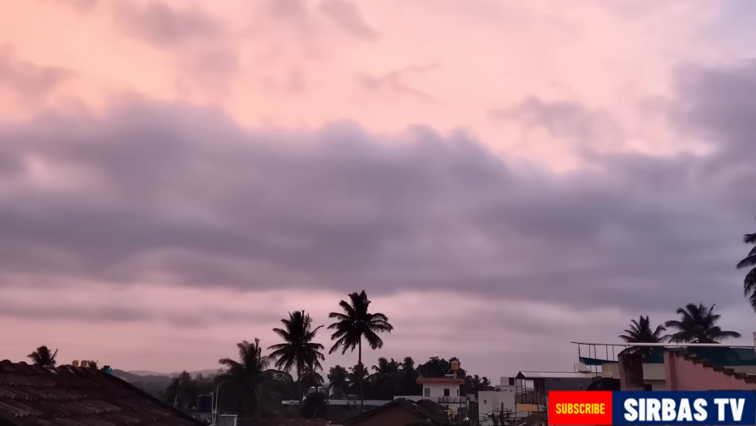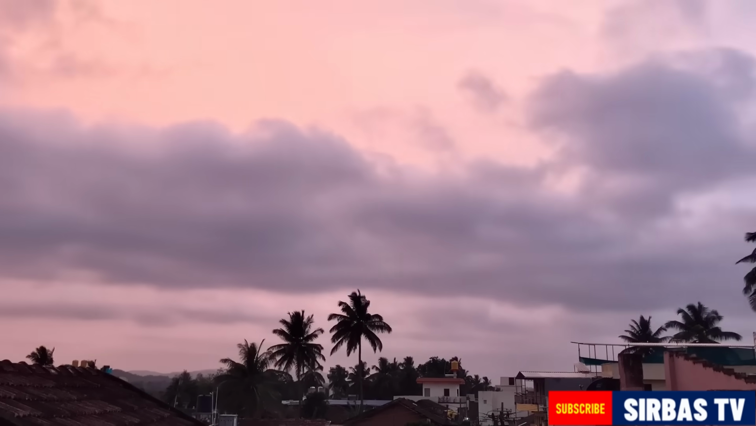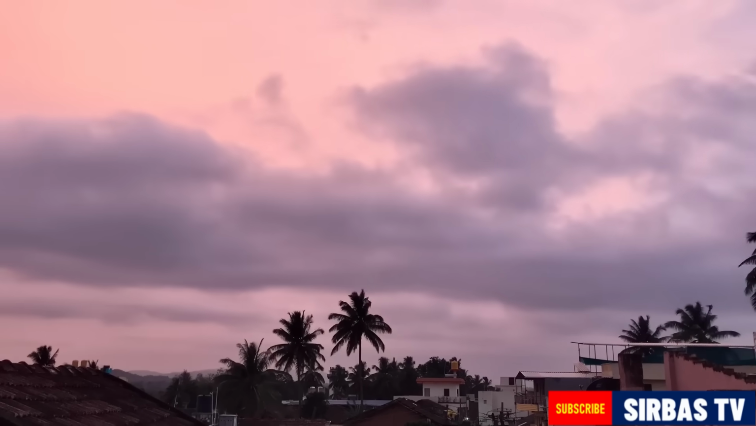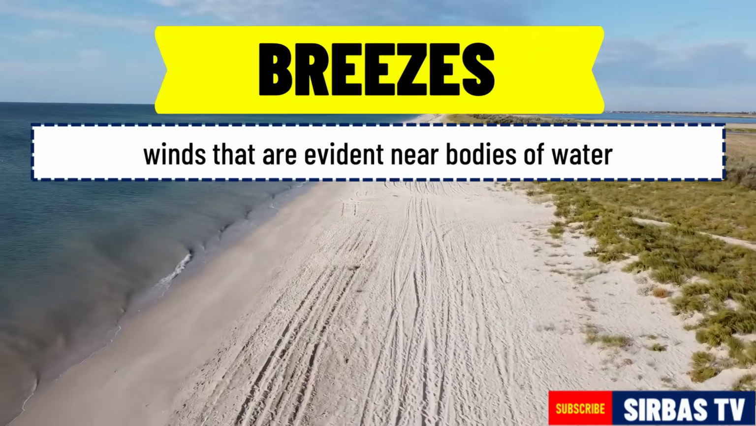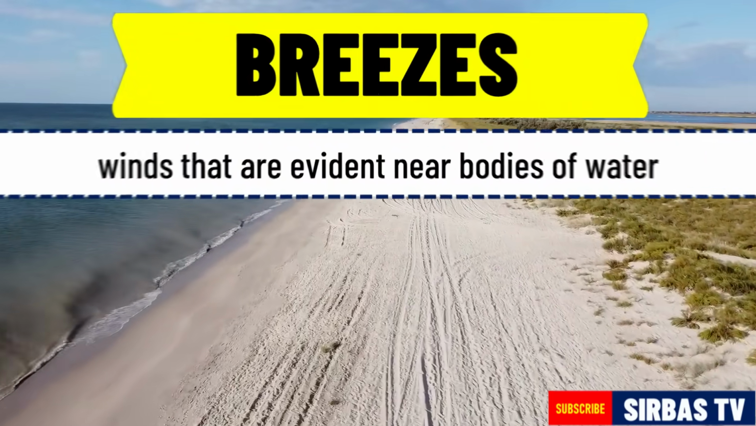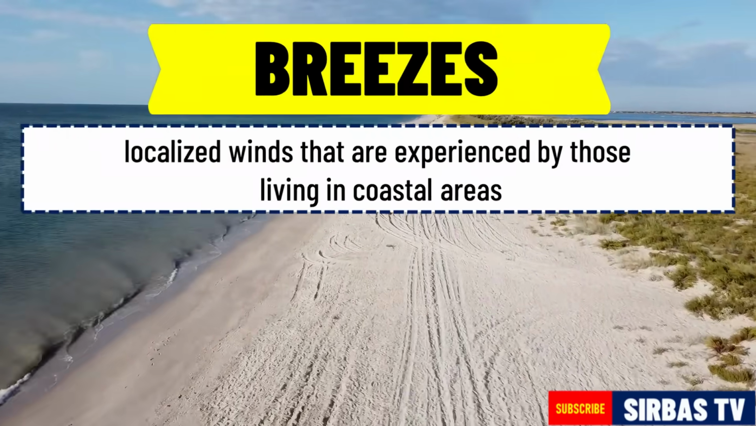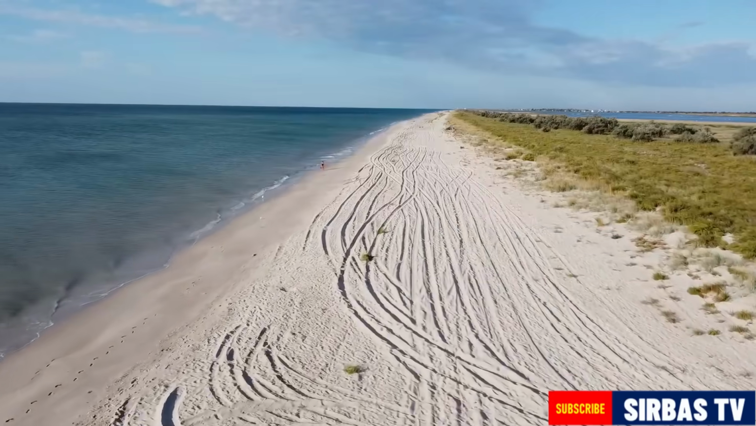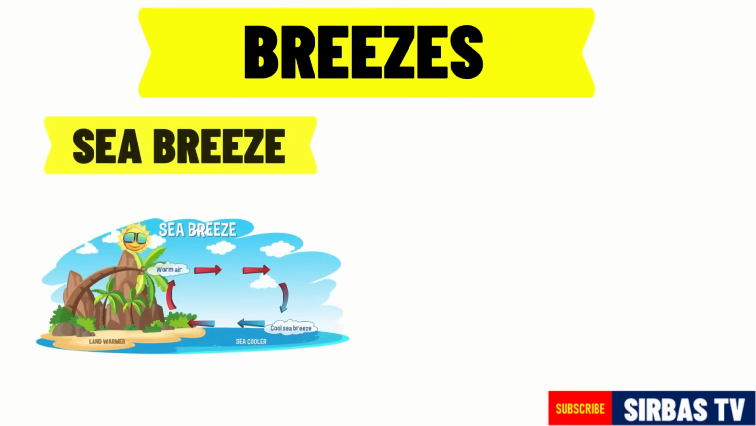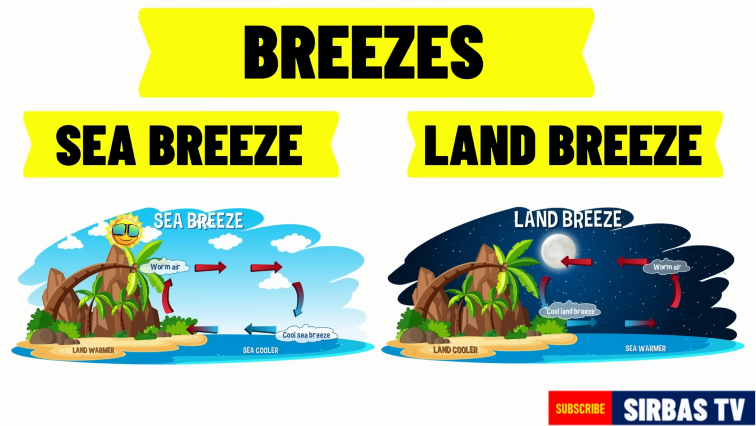Let us now discuss the different phenomena that occur in our atmosphere. Breezes refer to winds that are evident near bodies of water. They are localized winds that are experienced by those living in coastal areas. There are two types of breezes, sea breeze and land breeze.